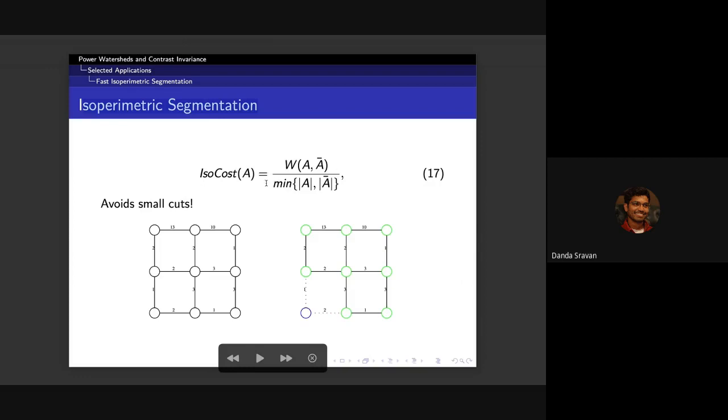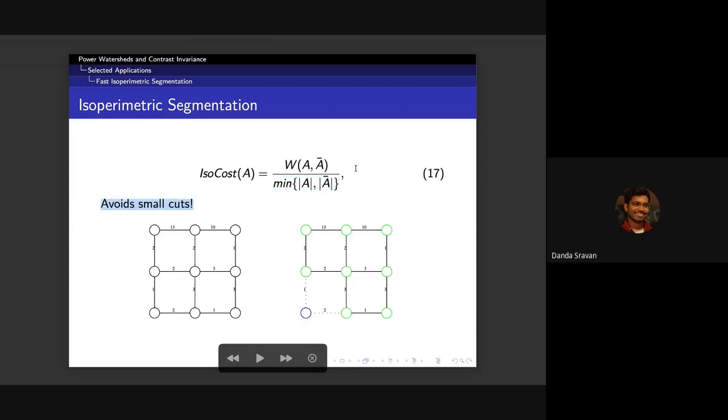And I also want the components to be not too small. This is to avoid simply removing a noisy pixel and saying that that is an object. That's the reason we have this denominator term. It says that if one of those 2 obtained components is too small, the cost would be high because I have a minimum of these 2 things here. So this is to avoid what is called a small cut problem.